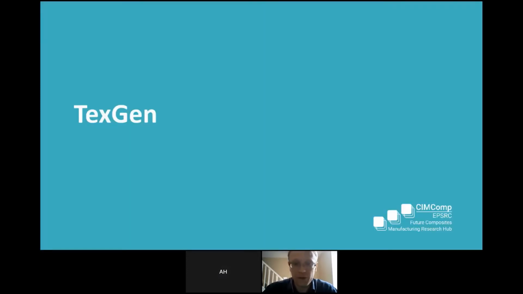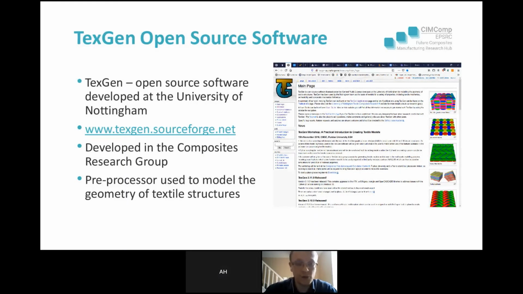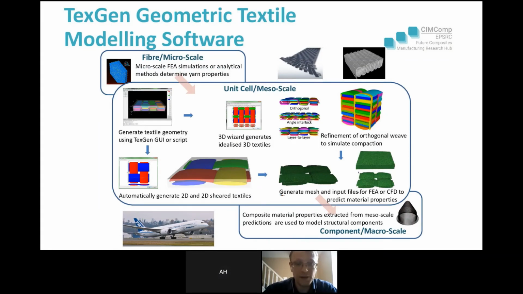The first step in this framework is related to TexGen software, which is open source software developed by the Composites Research Group at the University of Nottingham. It's freely available at textgen.sourceforge.net. TexGen is a preprocessor used to model the geometry of textile structures. To be specific, TexGen sits right in between the microscale modeling and macroscale modeling.